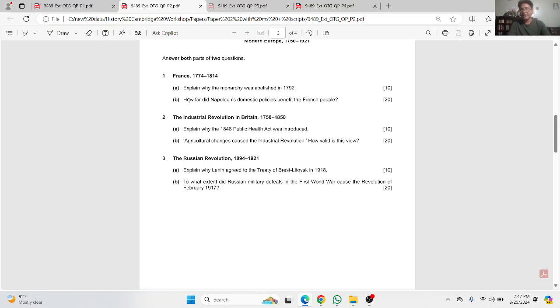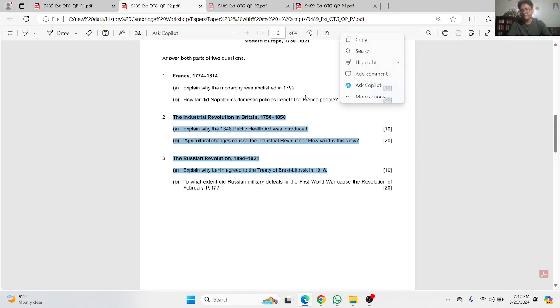Then in the end you have to write down a paragraph that shows the evaluation of what you have written. Now this is much similar to the previous. The only difference, as you can see, is in terms of the number of marks. Here we have 20 marks.